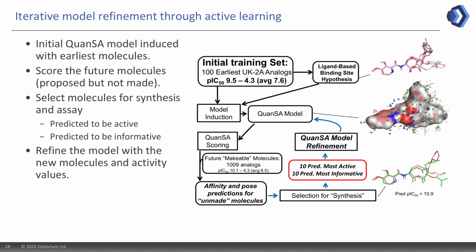We're then going to get predictions for the affinity and the pose, and we're going to select some of those molecules for synthesis. The idea here is that all of these molecules are drawn on a whiteboard, and we're predicting from those that are not yet made in this thought experiment. We're predicting 10 of the most active and 10 of the most informative, which I will describe on the next couple of slides. We're then going to take these 20 molecules, synthesize them, determine their activities, and refine the initial model of 100 molecules. For each round of refinement, we're adding these 20 molecules to the model.